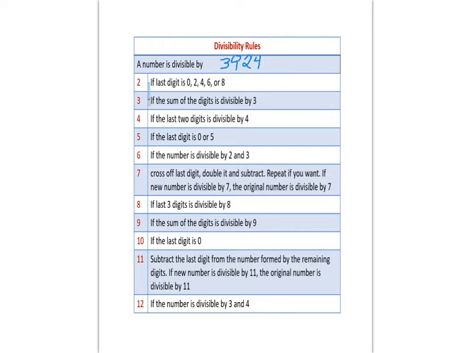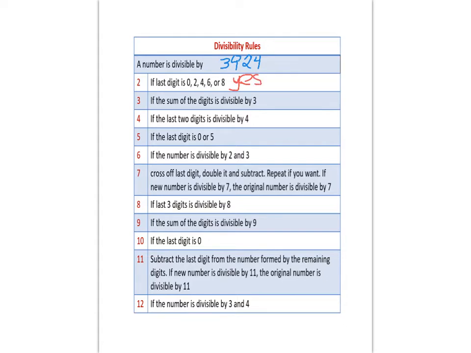For the first rule, which is the rule for 2, if a number is divisible by 2, it will end in 0, 2, 4, 6, or 8. Because 3,924 ends in 4, this particular number is divisible by 2. So I'm going to put yes here.